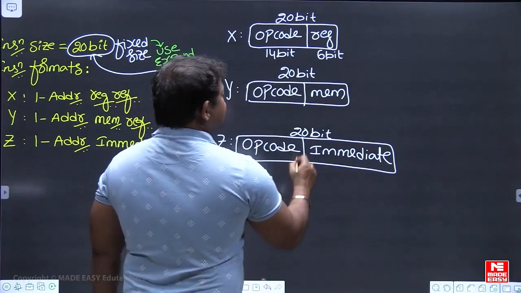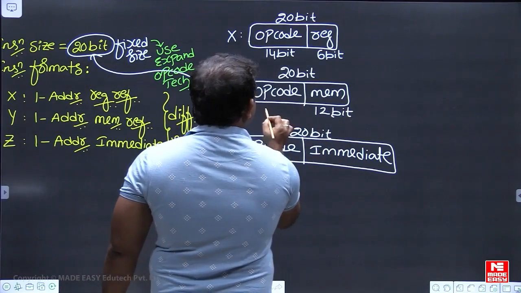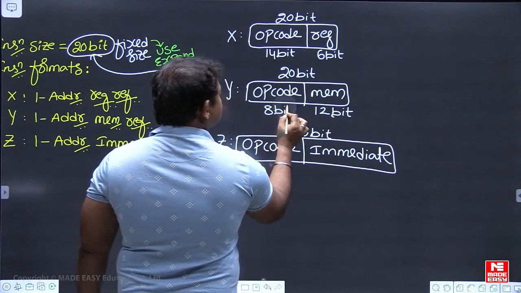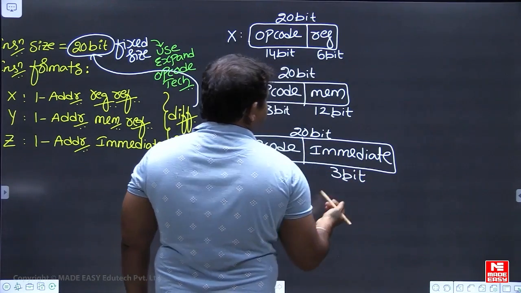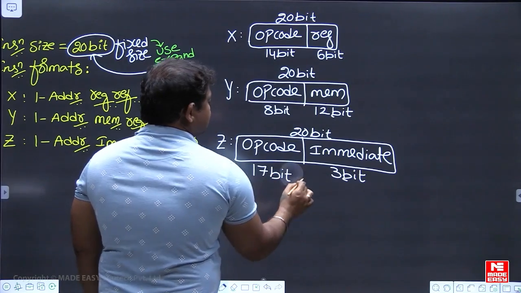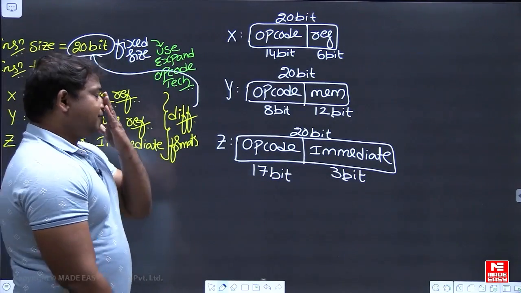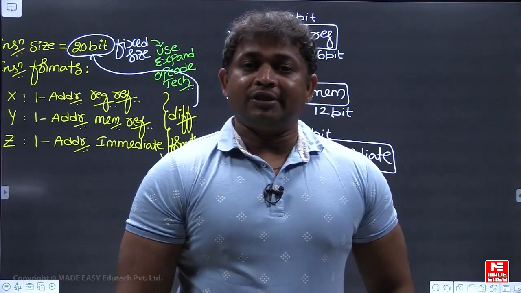Memory 4 KB. 4 KB means 12 bit memory address. Then the remaining 8 bit is opcode. Then immediate: they have given a 3 bit constant field. With the 3 bit constant, the opcode field is 17 bit. Very good. So we have just taken the instruction formats with respect to the question.